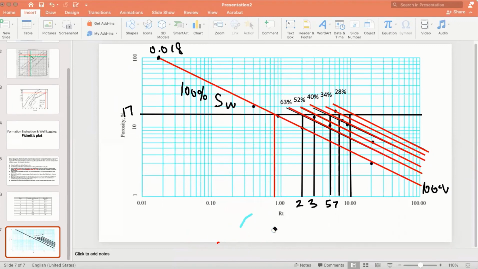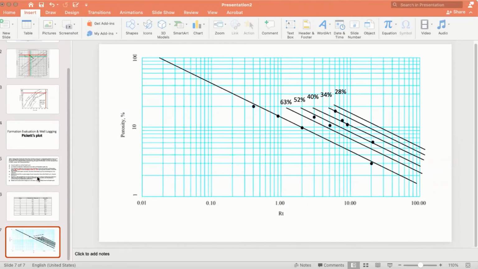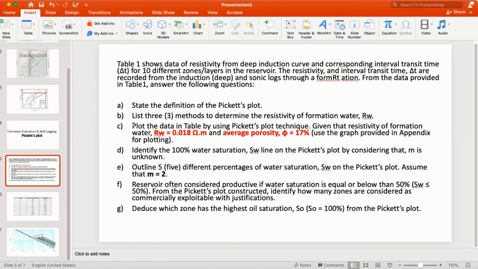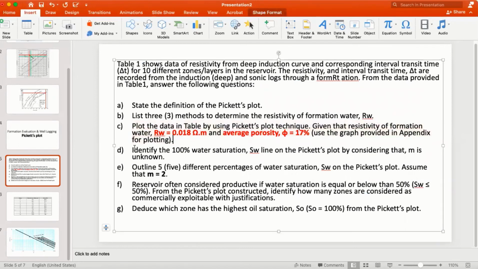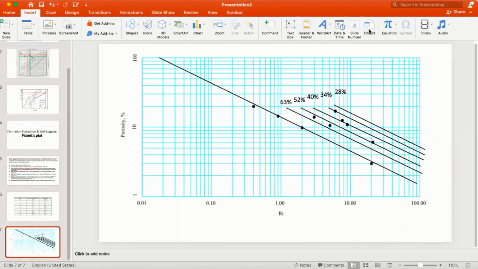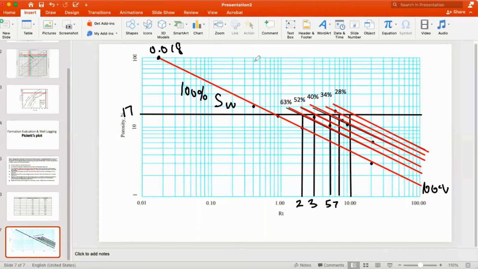So this is how we complete plotting the graph of this Picketts plot, and then we can go back to see what the question wants us to find. So plot the data, we already plotted it out. And identify the 100% saturation line, where M is unknown. The 100% line is this one. This is the 100% line. You just label it 100% water saturation.